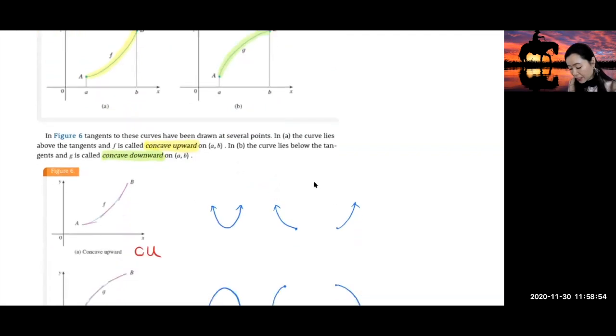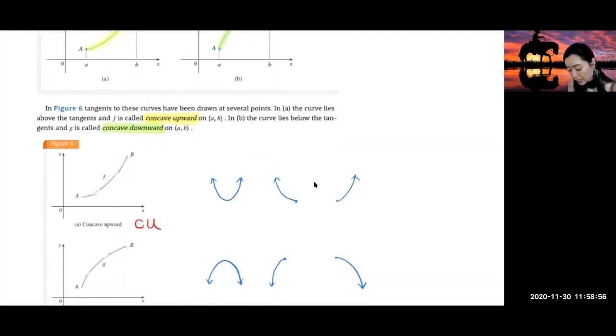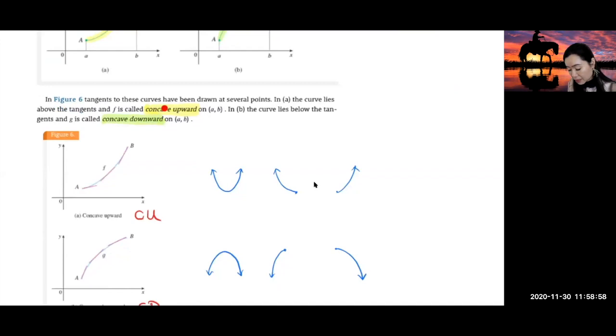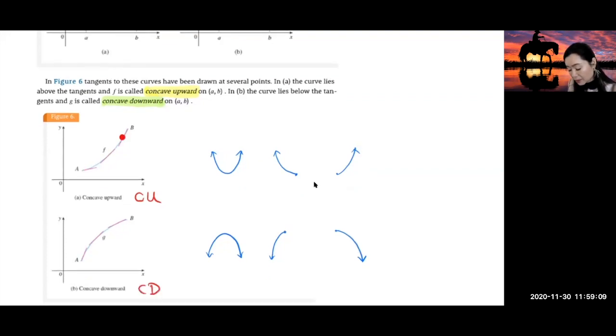The formal definition for concave up is this. If the curve is always above all the tangent lines over here, you see those pink tangent lines? The curve is always above the tangent line, then this curve is called concave up. You can just try to visualize it. It's curved up like this. Sometimes it could be like this, sometimes like that or that. Any part of this will be concave up, right?